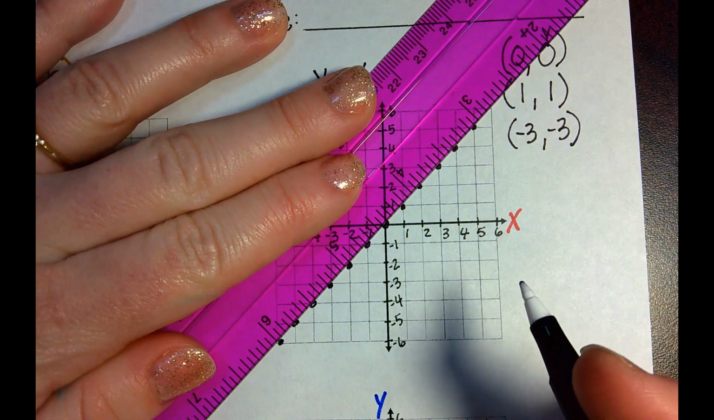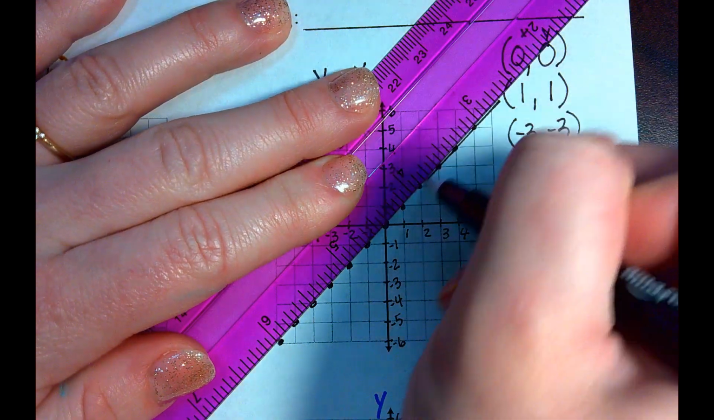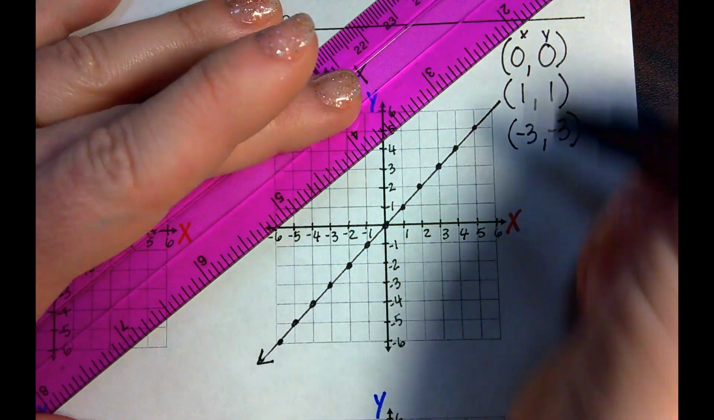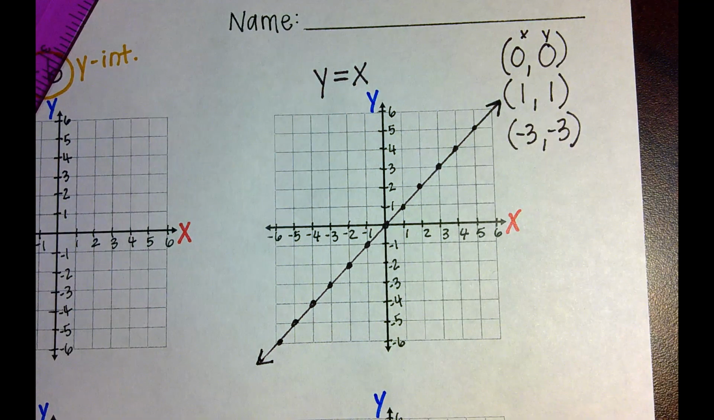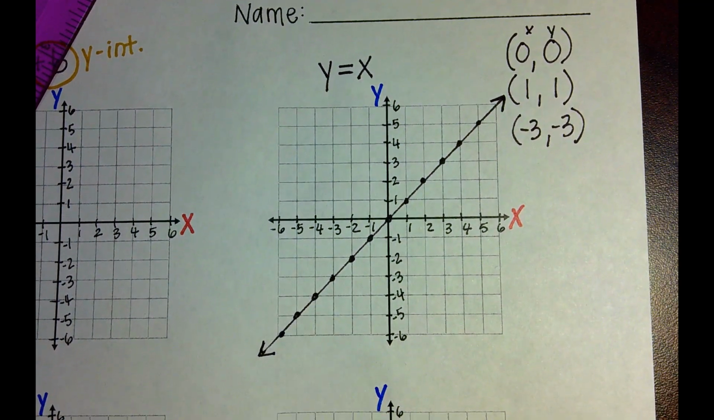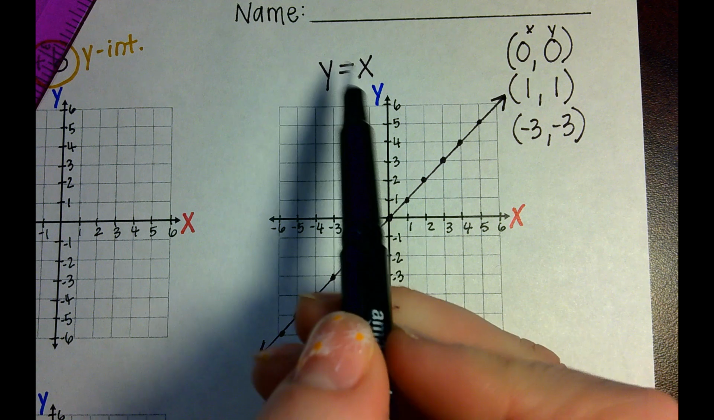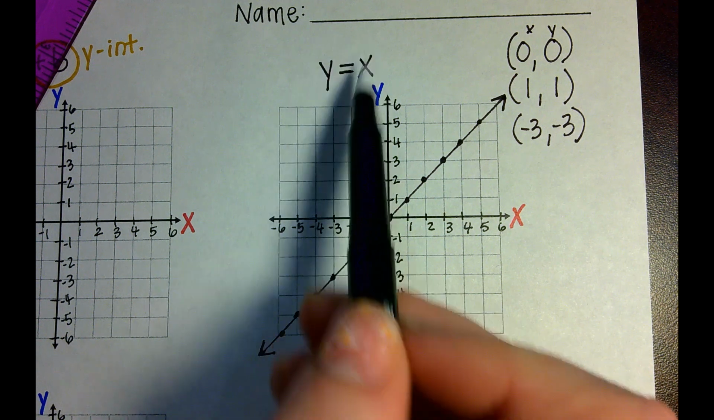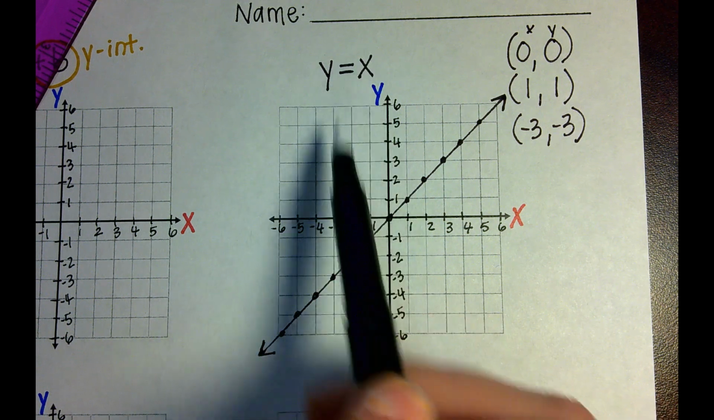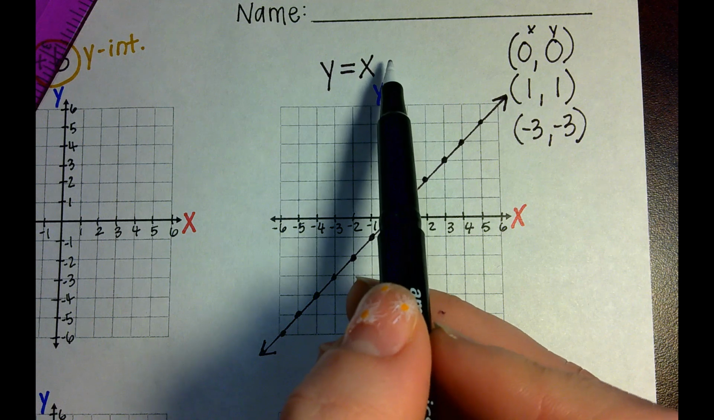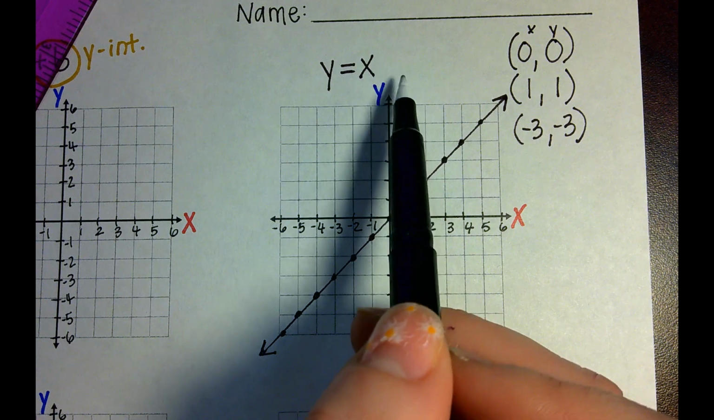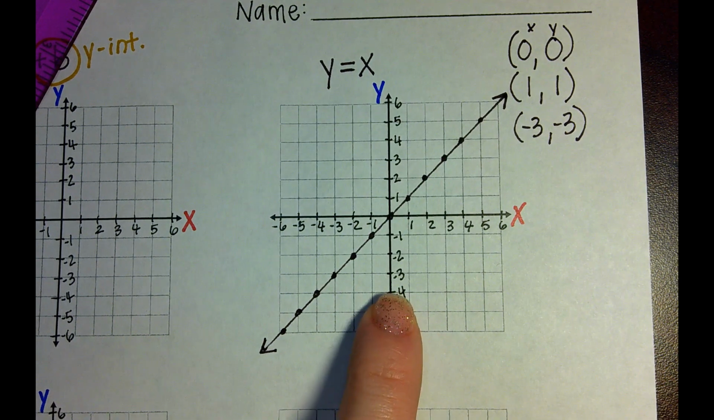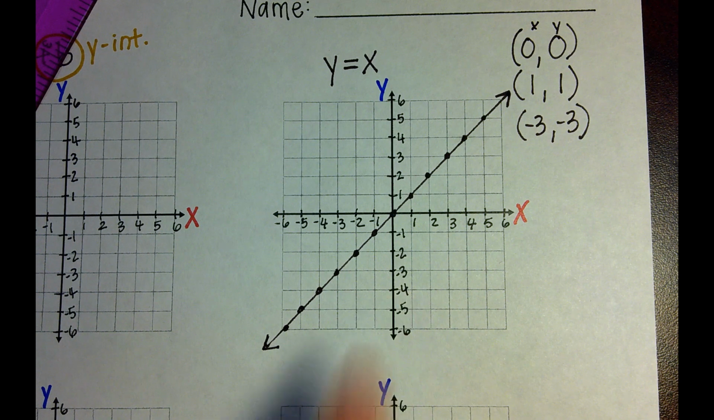And again, I'm not testing you on this. I'm just showing it to you. Okay, so this is what we call a parent function. This is like the original function. There's not a number for slope other than 1, because there's that invisible 1. There's no number for b. There's no plus something. This is the original equation we start with.